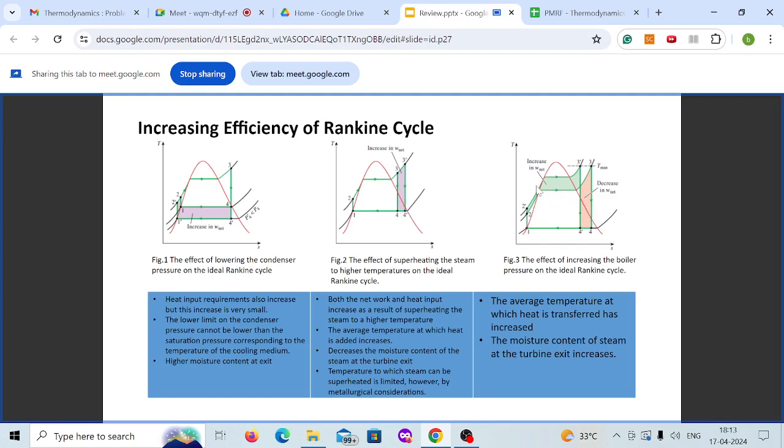The other case is by increasing the boiler pressure. There this green portion is what you gain, and the red portion is your decrease. But here again there is a disadvantage of lower dryness fraction.